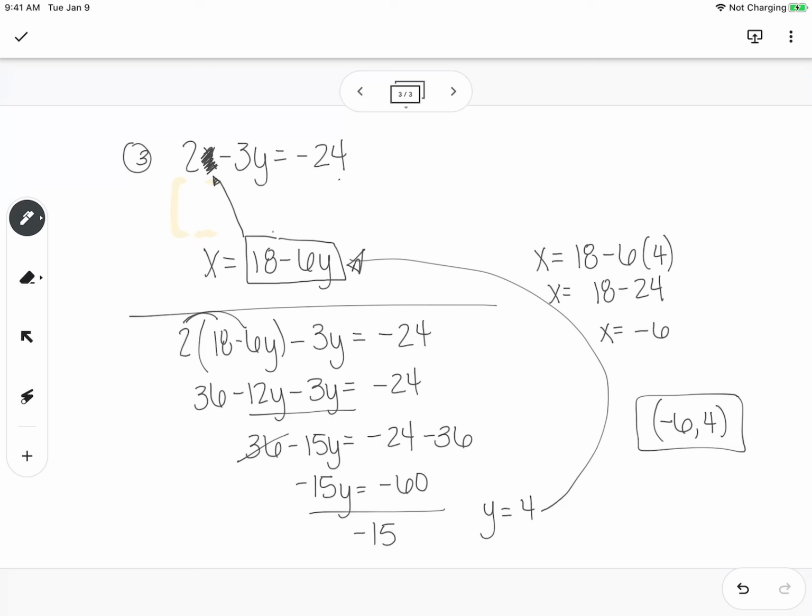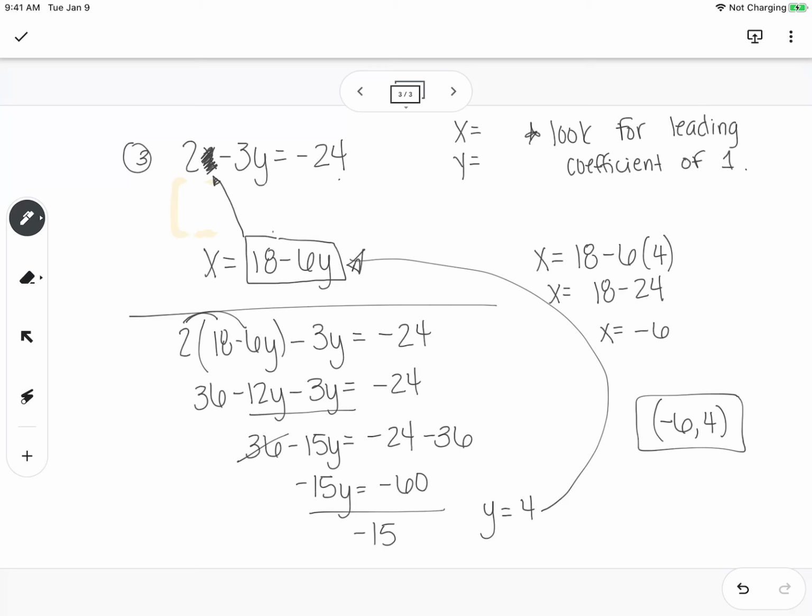So make sure, if you do not already have an x equals or a y equals, look for the equation that's got the coefficient of 1. Look for a leading coefficient of 1. That'll be the equation that you would solve for, just like we did on this example.